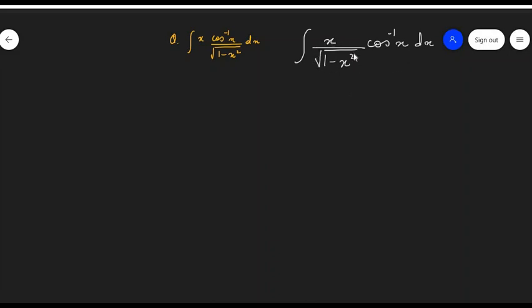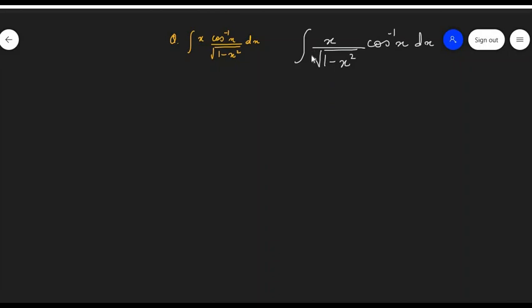Does this look a little familiar to you? We have solved this similar problem in one of our other videos, but there instead of cos inverse we have sin inverse x. I will put the link of that video in the description box. You can check it out.